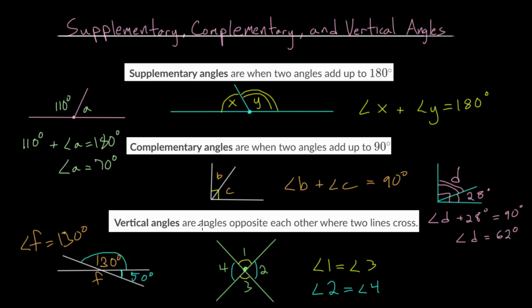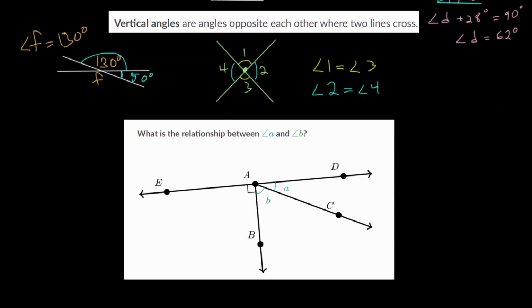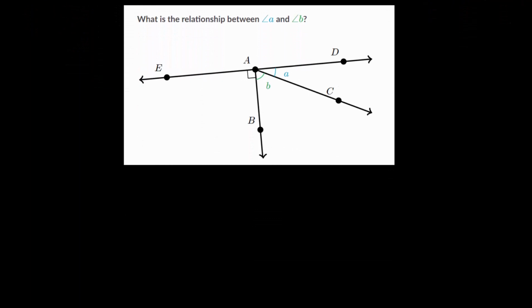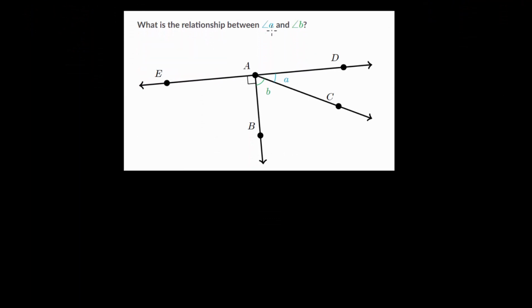So these three angles, these are very common when studying geometry. So let's look at one example problem. And for this problem, we need to find the relationship between angles A and B. So notice here's A and here's B. And it looks like we're told this angle here, EAB, this is a right angle. So we know this is 90 degrees.